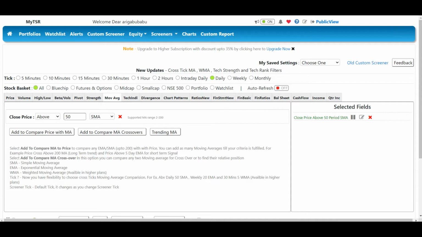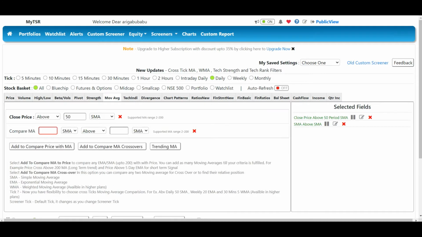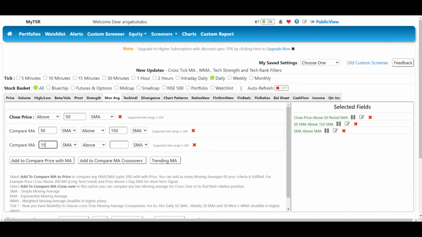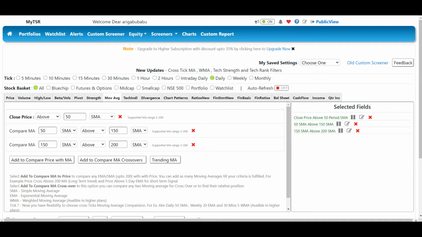Now our second criteria is that the 50-day moving average should be above the 150-day moving average. That is a crossover, so we need to select this. Compare 50 SMA above 150 SMA. Third, the 150 SMA should be above the 200 SMA, so we put 150 SMA above 200 SMA. So these three criteria are already here now.